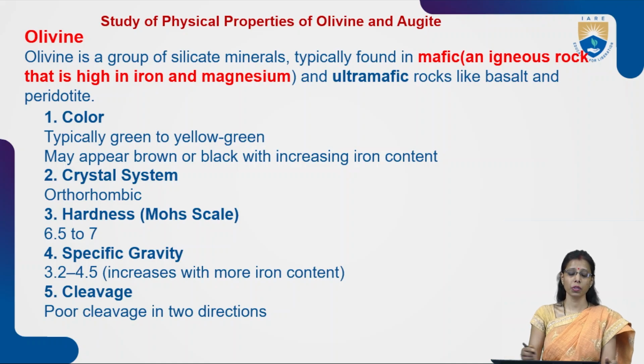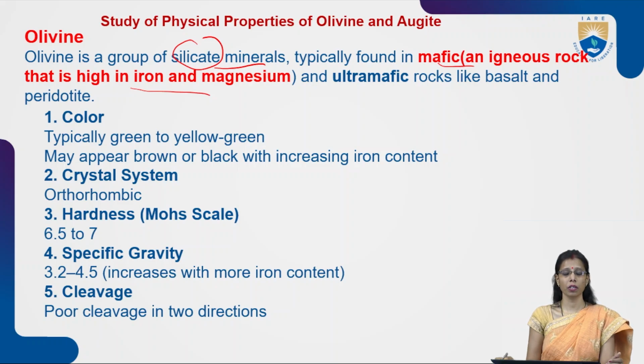Basically it comes under the group of silicate minerals, and typically it is found in mafic rocks. What we mean by mafic here is an igneous rock that has high iron and magnesium. So mafic is a kind of rock which contains magnesium as well as iron. That's why we call it mafic. So olivine comes under the silicate group, typically found in igneous rocks like mafic rocks.